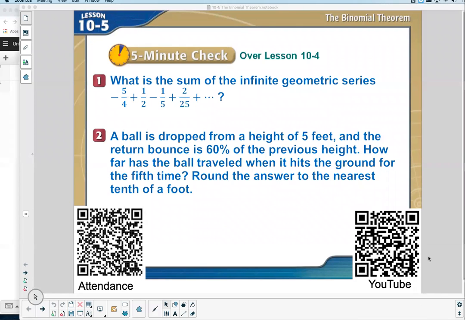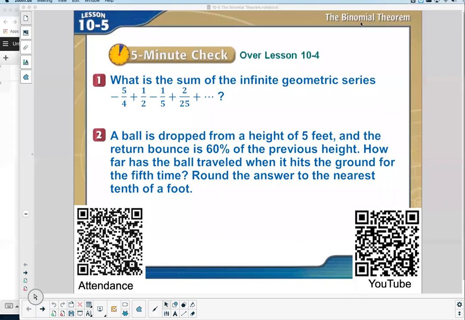So we're going to take a look now at lesson 10.5. When we deal with that, it's the binomial theorem. That's the name of this one. But before we get to there, let's check out the bell ringer. It says, what is the sum of the infinite geometric series shown there?